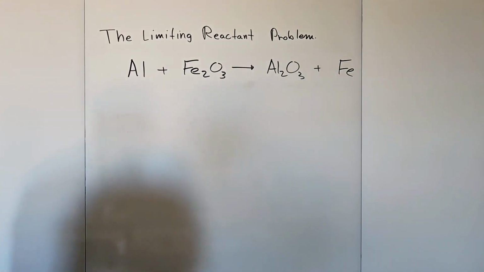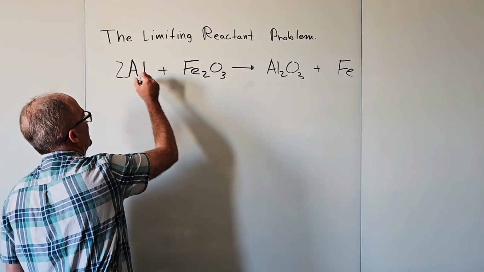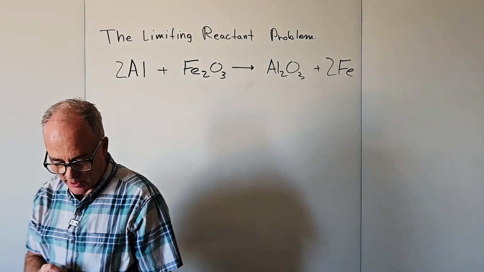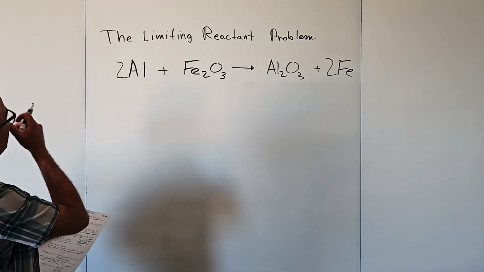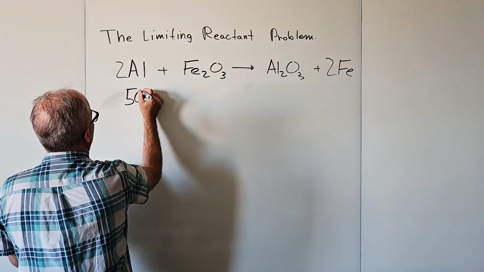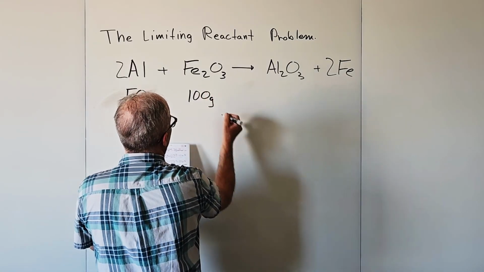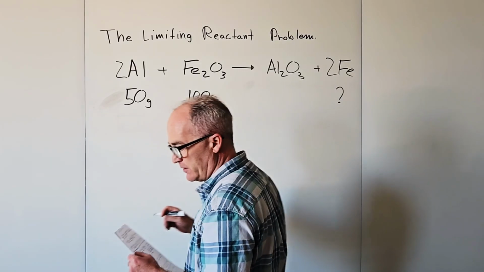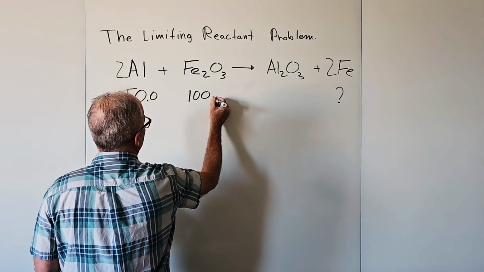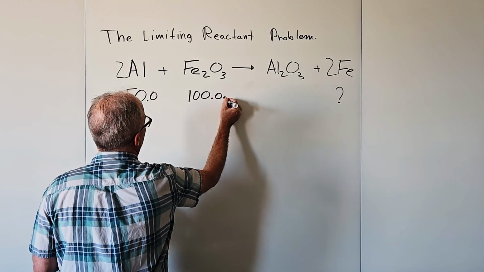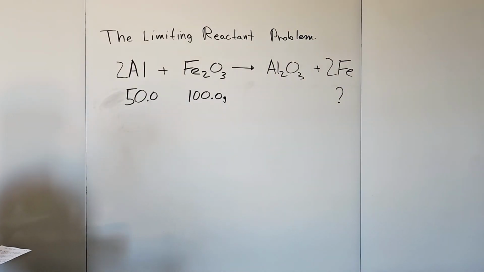Now, are we balanced? I think I need a 2 here and a 2 there. So let's ask this question. Suppose I start out with 50 grams of aluminum and 100 grams of this. How much iron can I make? I'll just give myself a few more digits to work with. And what is the limiting reactant?